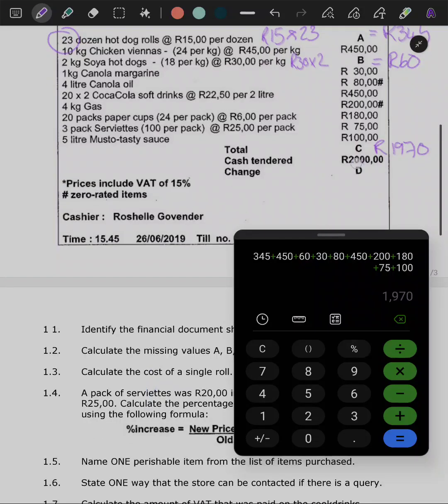Then they're wanting D, which is the change. So the change is obviously, we are told here, the cash tendered. That was how much they gave the teller. So we would say 2,000 Rand minus the total that we had previously, which is 1970. And that gives us 30 Rand for D.